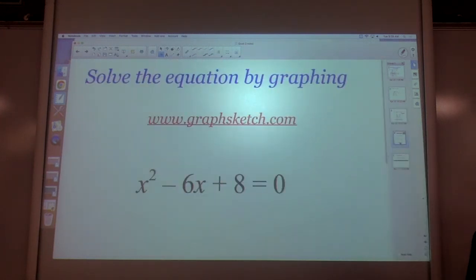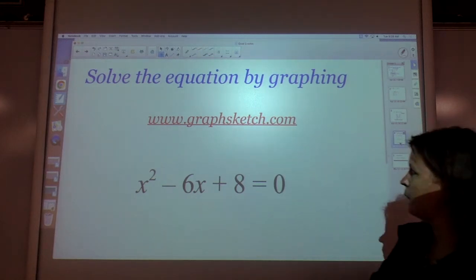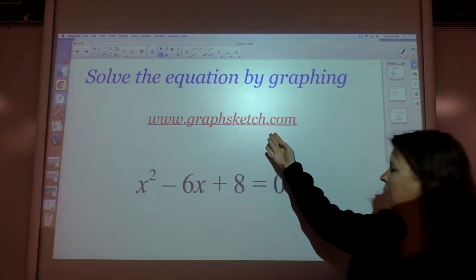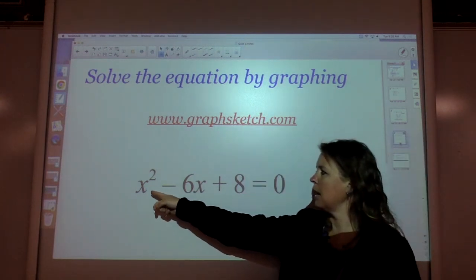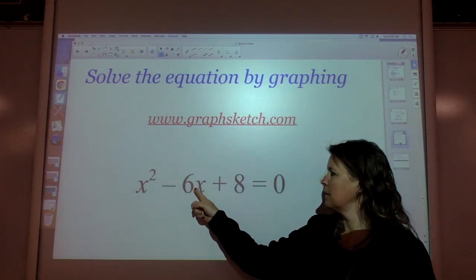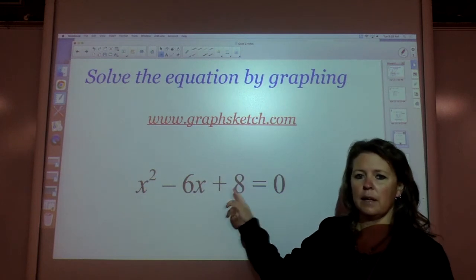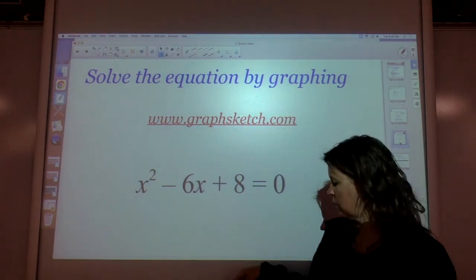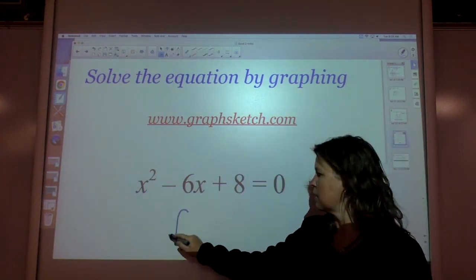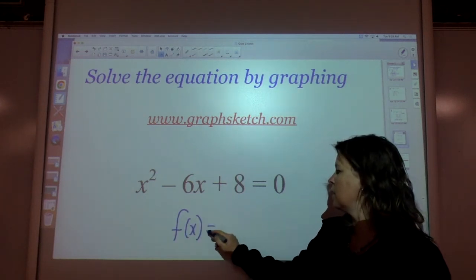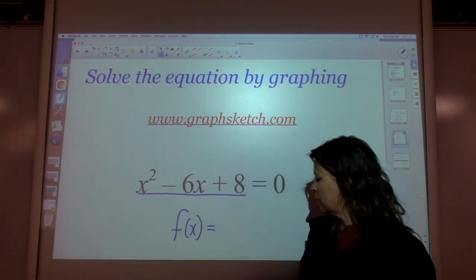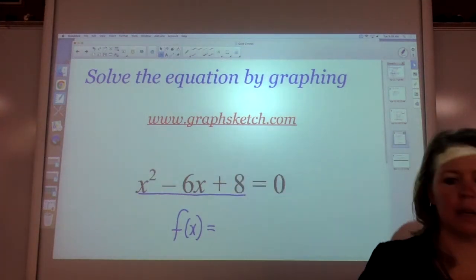So we're going to try to graph these. Solve the equation by graphing. You have to go to www.graphsketch.com, and you're going to type in x squared minus 6x plus 8. You don't have to put in the equals 0. On GraphSketch, it's going to say the function of x equals, and you will type in that. So go ahead and go to that website.